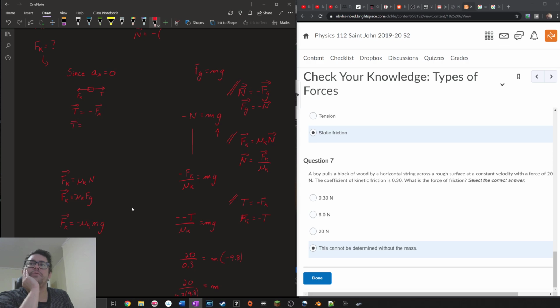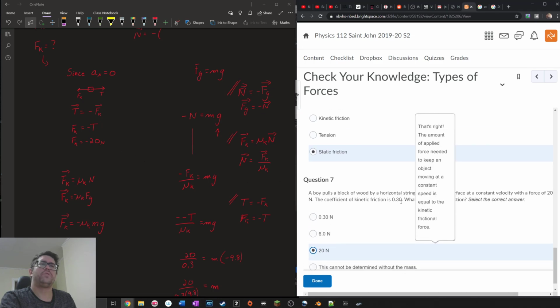And if this is minus 20, all I'm doing is changing everything from its side, then we can say that not Fx, Fk, then Fk would be minus 20 Newton. Oh, slow down. Fk, okay. And so this is the right answer. It says here that's right, and they're equal.